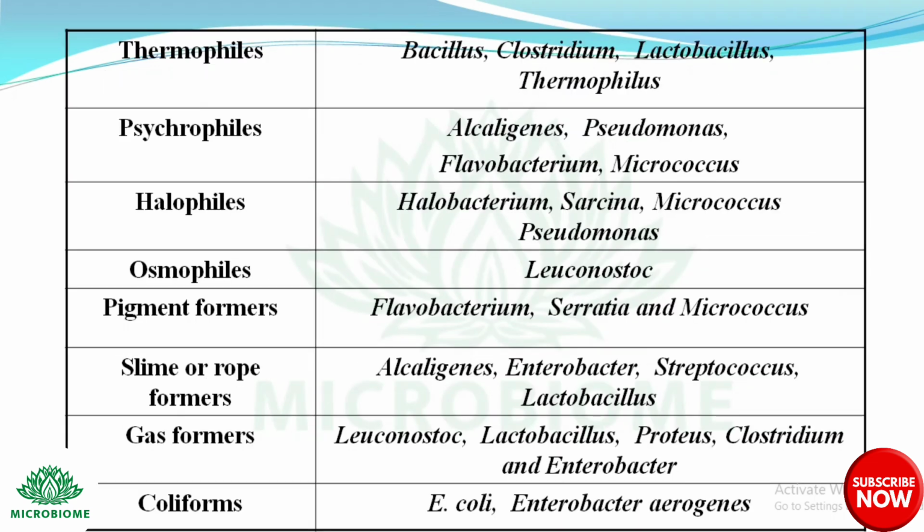Next, thermophiles: Bacillus, Clostridium, Lactobacillus and Streptococcus thermophilus. Psychrophiles: Alcaligenes, Pseudomonas, Flavobacterium and Micrococcus. Halophiles: Halobacterium, Sarcina, Micrococcus, Pseudomonas. Osmophiles: Leuconostoc. Pigment formers: Flavobacterium, Serratia and Micrococcus. Slime or rope formers: Alcaligenes, Enterobacter, Streptococcus, Lactobacillus. Gas formers: Leuconostoc, Lactobacillus, Proteus, Clostridium and Enterobacter. Then coliforms: Escherichia coli, Enterobacter aerogenes.